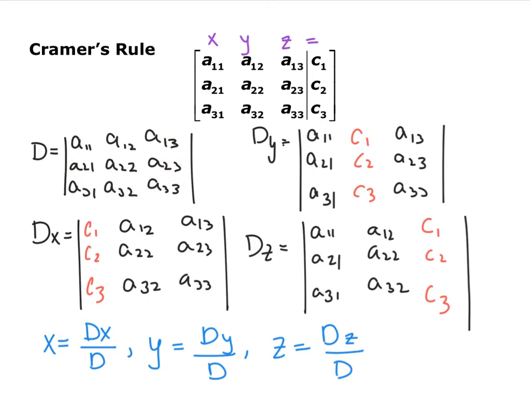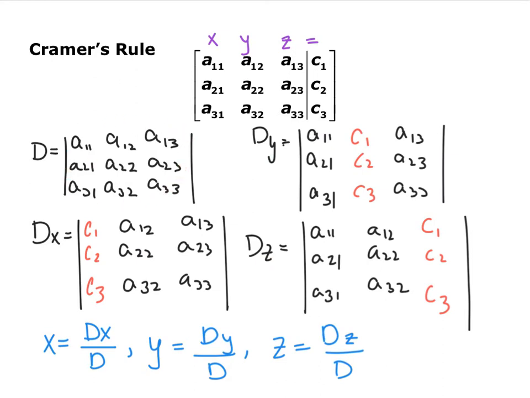So then same thing for d sub y. You're going to leave x and z columns the same, and you're going to replace the y column, drop out these coefficients, and replace them with the answer column. Y is then the ratio of the determinant of this resulting matrix divided by the determinant of the coefficient matrix, so d sub y divided by d.